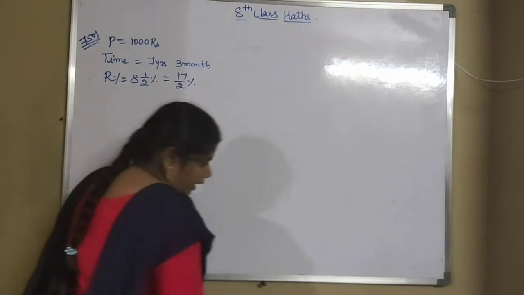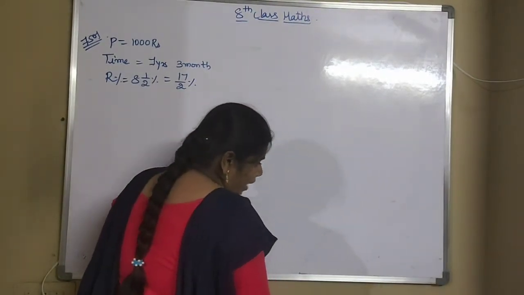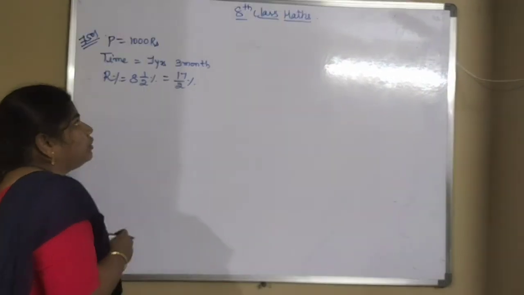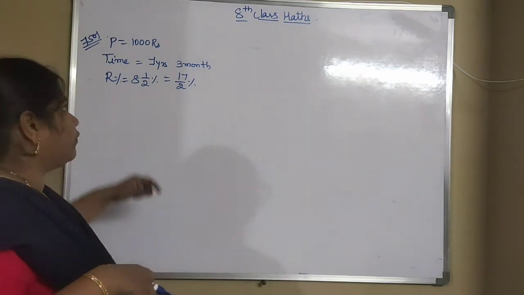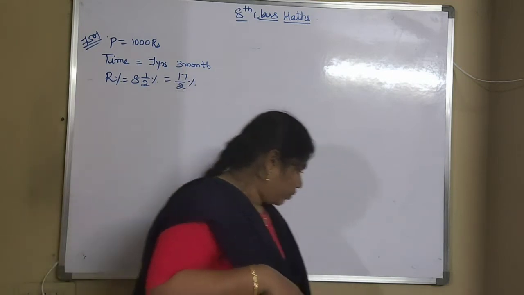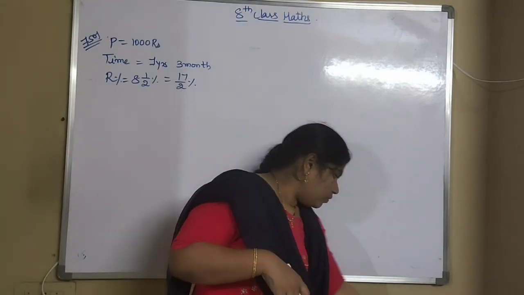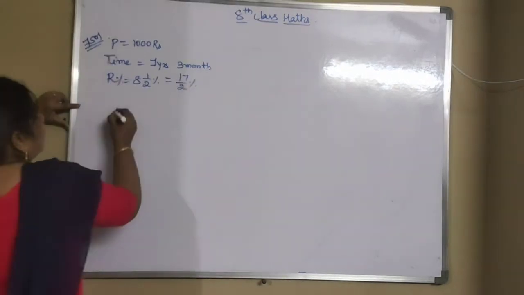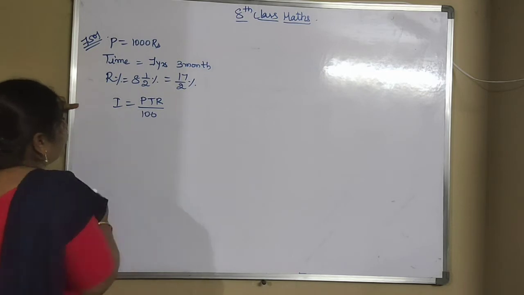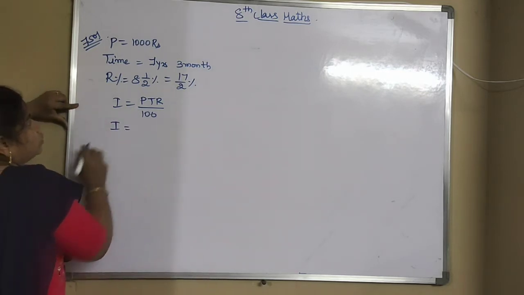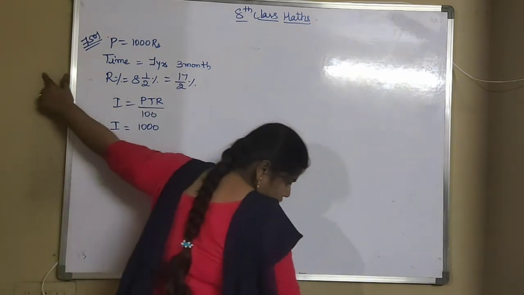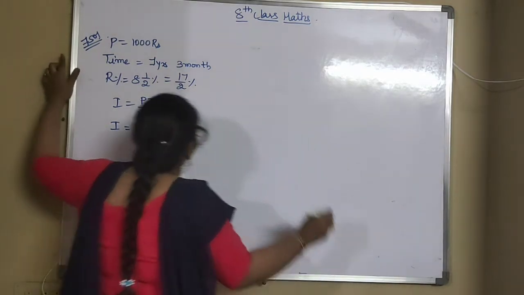So what we have to find now? We have to find the amount value, the total amount after this 1 year 3 months. So first we will find for 1 year, after that we will find for 3 months. Okay, so which formula are we applying here? I is equal to PTR by 100. So I is equal to, what is the P value? It is 10,000.